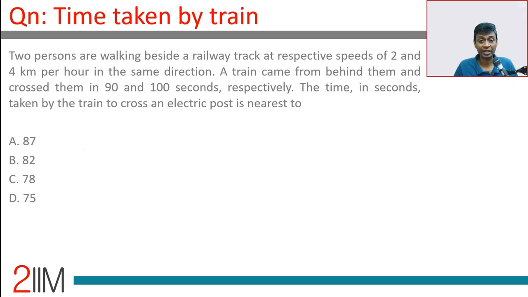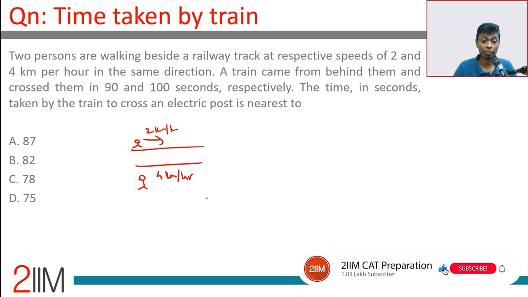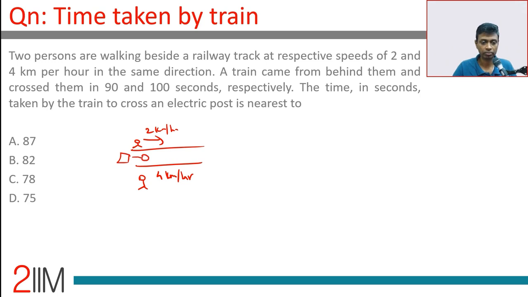Two persons are walking beside a railway track at respective speeds of 2 and 4 kilometers per hour in the same direction. So a railway track, A is going at 2 kilometers per hour, B is going at 4 kilometers per hour. A train came from behind them and crossed them in 90 and 100 seconds respectively. Train crosses them. That means the length of the train is crossed. Let the train speed be t. Relative speeds are t minus 2 and t minus 4. T minus 2 and t minus 4 cross in 90 and 100 seconds. T minus 2 is a faster vehicle, traveled in 90 seconds and 100 seconds.